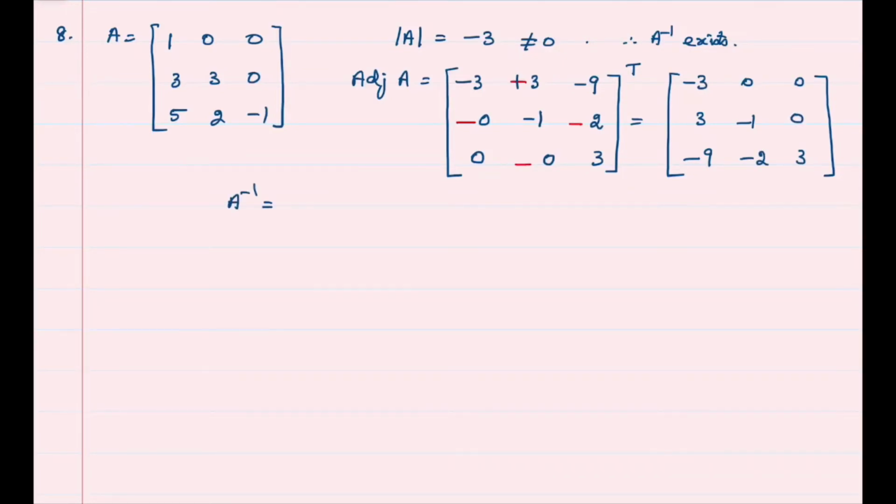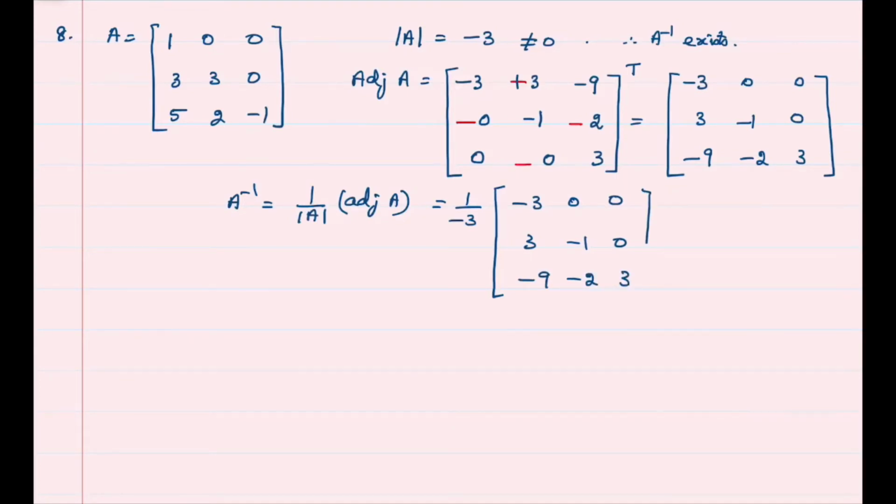A inverse formula is 1 by determinant of A into adjoint of A. We get 1 divided by minus 3 times minus 3, 0, 0, 3, minus 1, 0, minus 9, minus 2, 3. The answer is 1, 0, 0, minus 1, 1 divided by 3, 0, 3, 2 divided by 3 and minus 1.